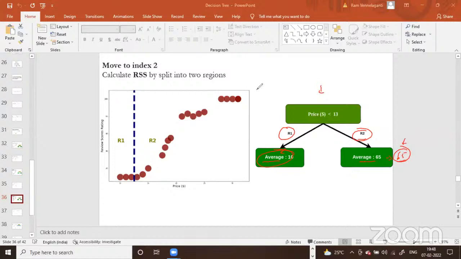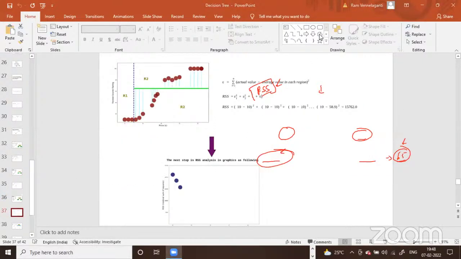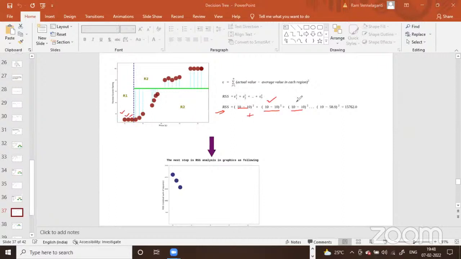Then find out what is the residual sum of squares. Same thing, let us repeat. What is your residual sum of squares? Now 10 minus 10 whole square plus 10 minus 10 whole square plus 10 minus 10 whole square. So region 1 is covered. Now region 2. This will change to 65. So what is your residual sum of squares now? 15,762. So again you are able to reduce.